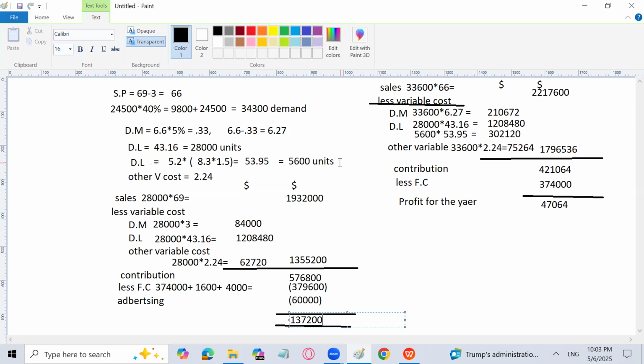In option A, the direct material cost is decreasing because of the bulk discount, and direct labor, we have to pay more because of the additional units we are producing over time, and fixed costs will remain the same. There is no change, and a decrease in the selling price also.